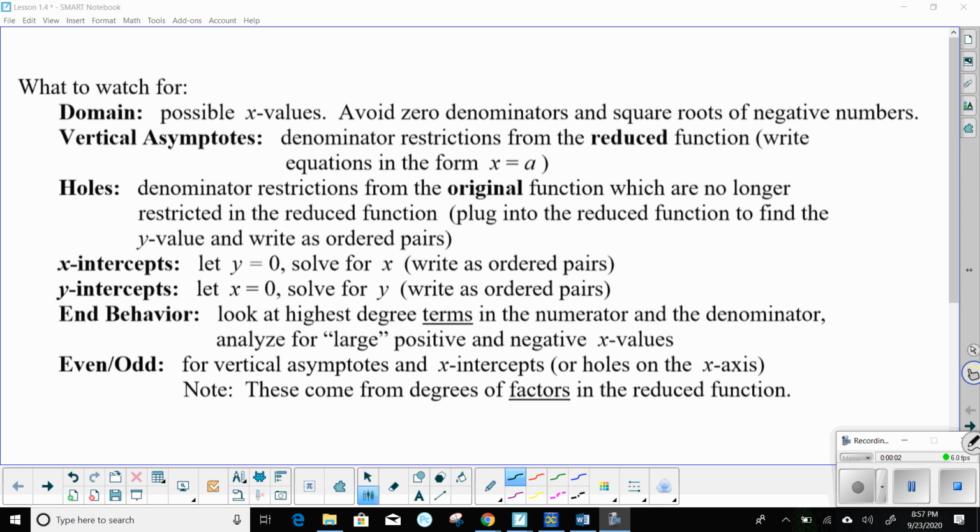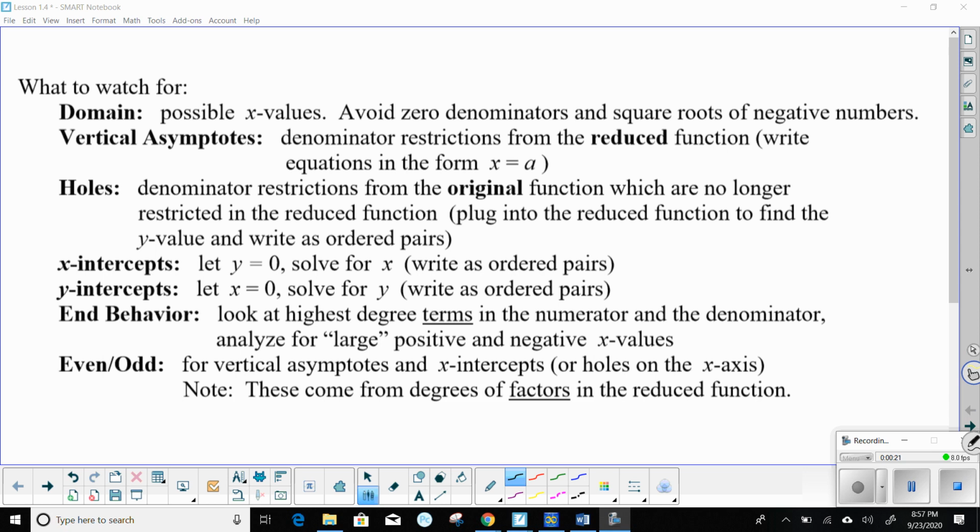In section 1.4, we're going to take a lot of the things we've learned in past sections and use them to do something called curve sketching. The nice thing is there's no new concepts. That doesn't mean that it's necessarily easy. There's a lot to it. So let's just review some of the stuff that we've done.